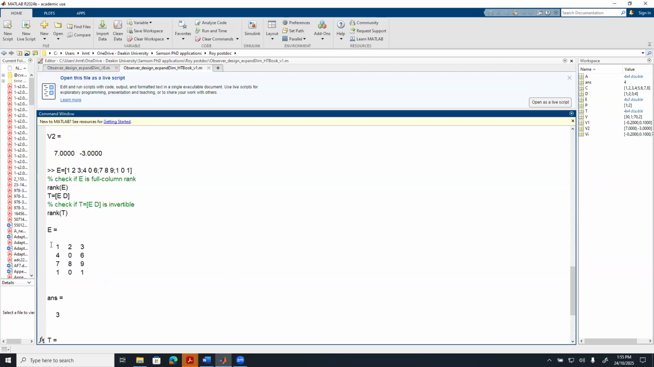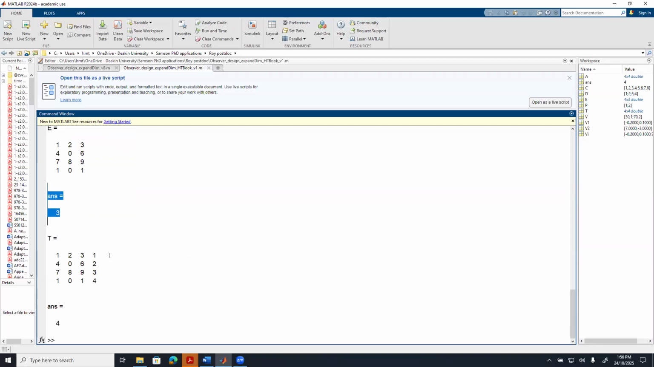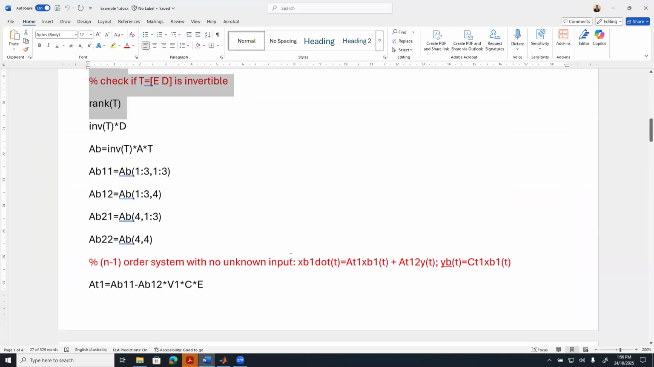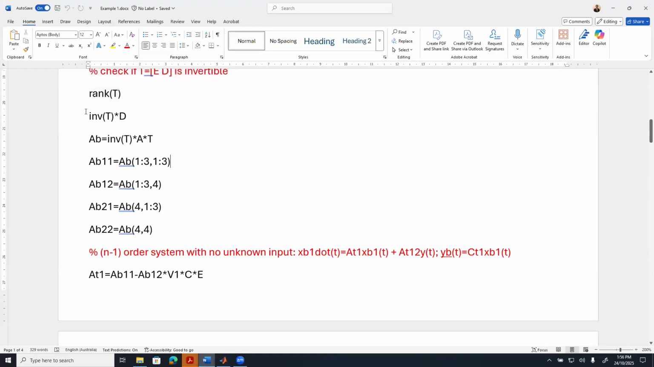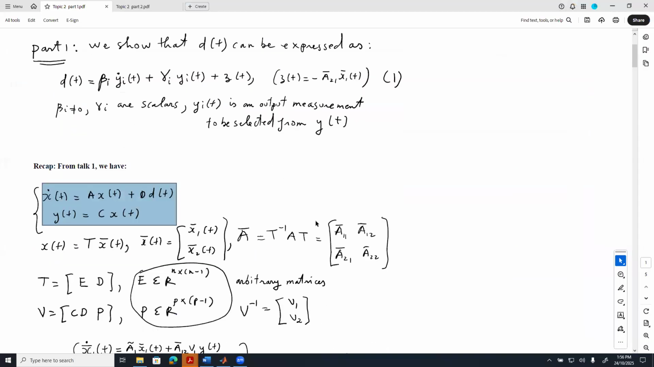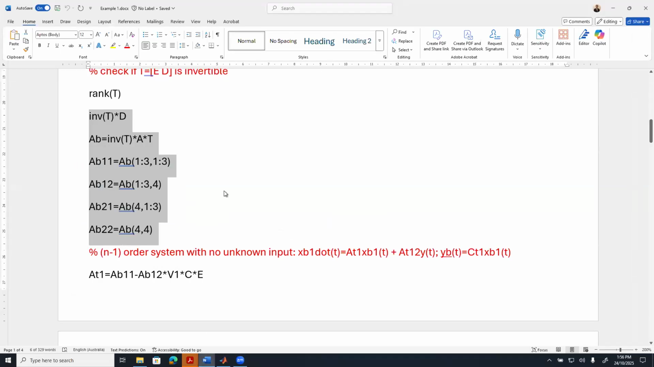So here we pick E arbitrarily, a full column rank matrix. That's why the rank there is 3, and then we construct the matrix T, and then we check the rank. It's all good. It's actually invertible. So that means that we can do the matrix transformation, and we can obtain the sub-matrices according to the Hou and Muller method. We can obtain all these sub-matrices. So that's what these codes are for.